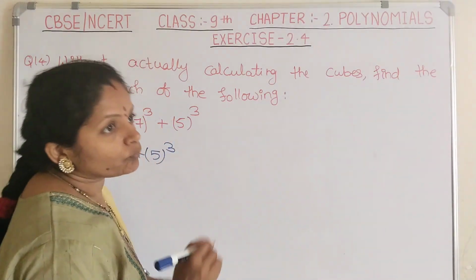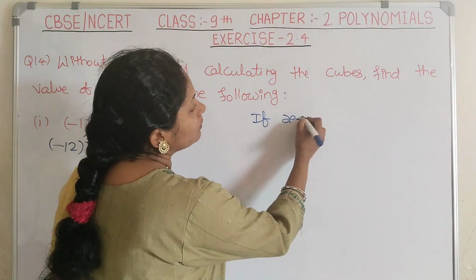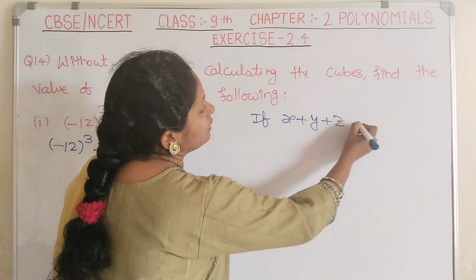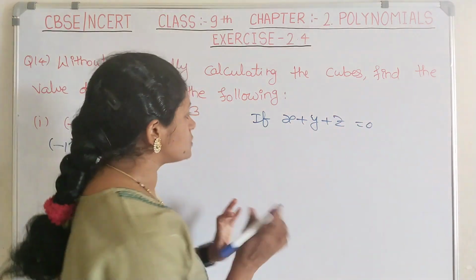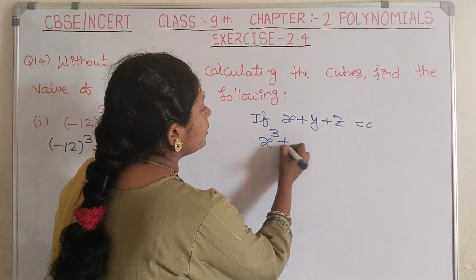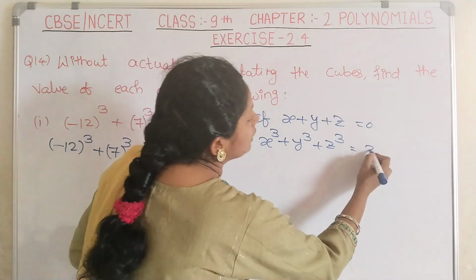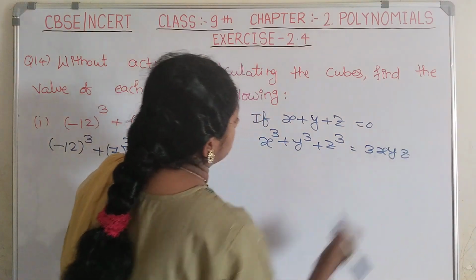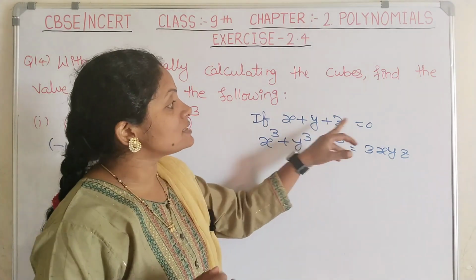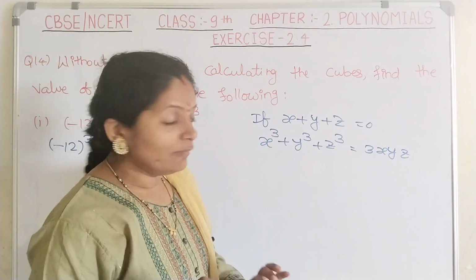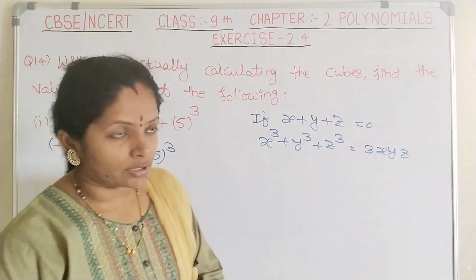If you remember question number 13, there we learned: if x plus y plus z equals 0, then x cube plus y cube plus z cube can be written as 3xyz. Let us check whether x plus y plus z equals 0 or not. If this is true, in that case only we can use this formula, otherwise not.